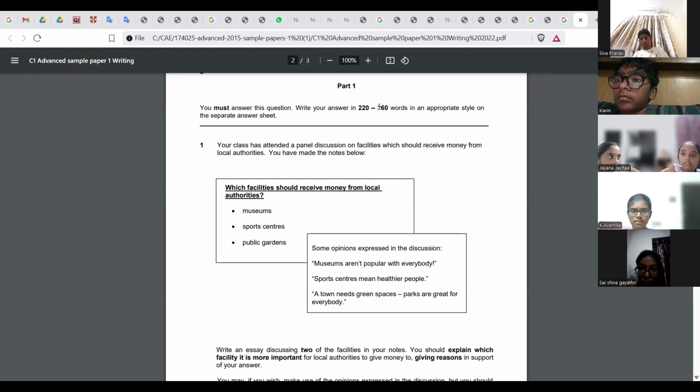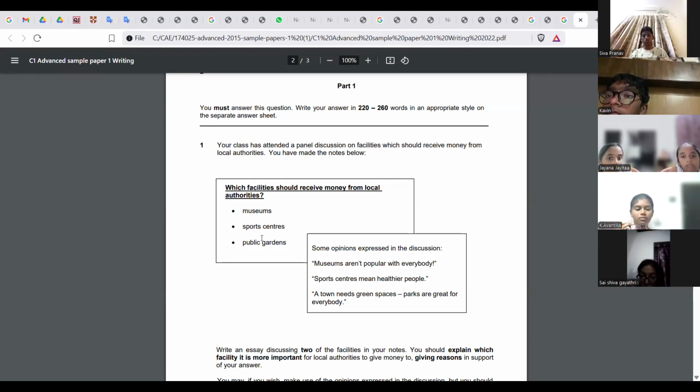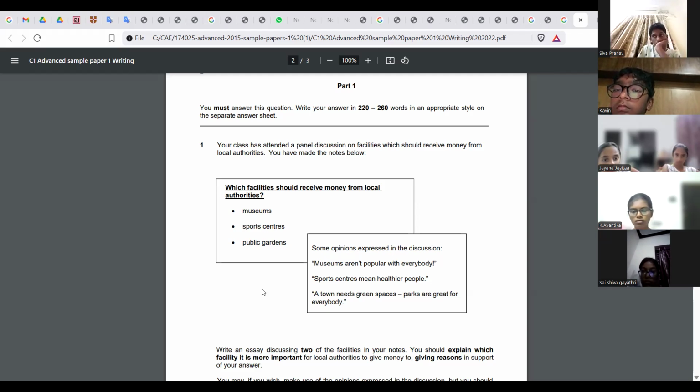Look at the 220 to 260 words. Part 1 has got a bigger weightage, right? You have to choose 2 among the 3. Then you have to finalize one. We talked about it. Discussing 2 of the facilities out of the 3. Then which is the more important, out of the 2? 3 to 2 to 1, that we talked about. 4 paragraphs: introduction, the bullet 1 and bullet 2 that you choose, then conclusion. Those 4 paragraphs have to be there, right?